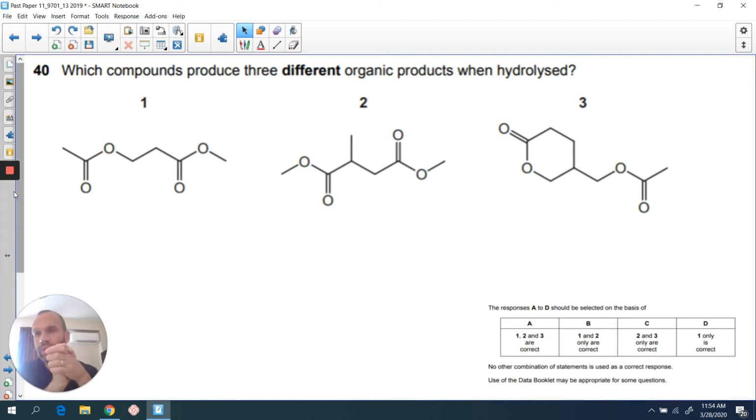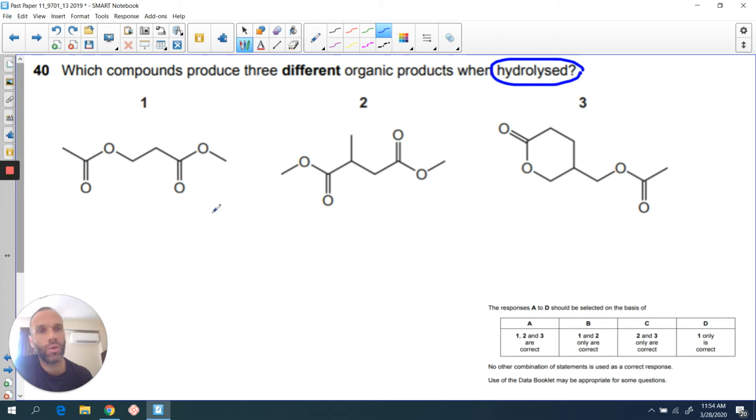Okay, question 40, another very challenging question. Which compounds produce 3 different organic products when hydrolyzed? Okay, first of all, what is hydrolysis? And what are we hydrolyzing? Hydrolysis is the reaction with water, and basically the water will split this compound into its products.